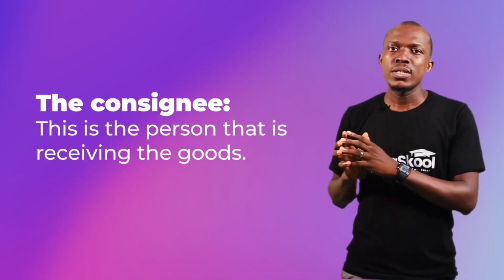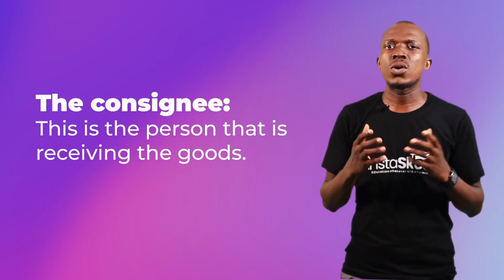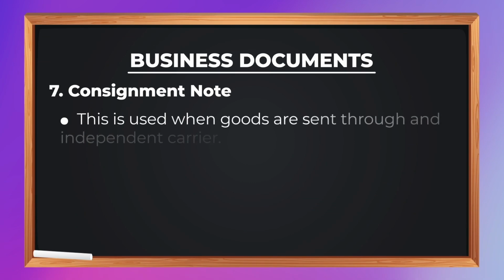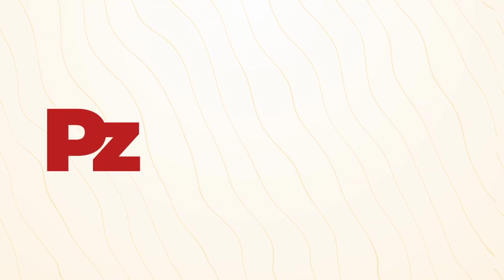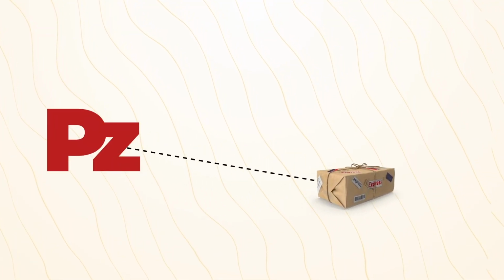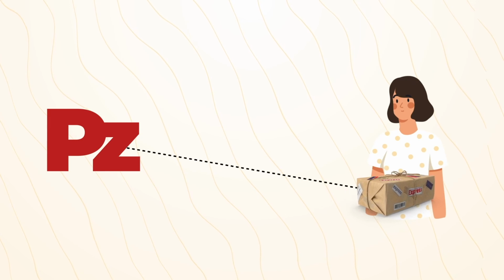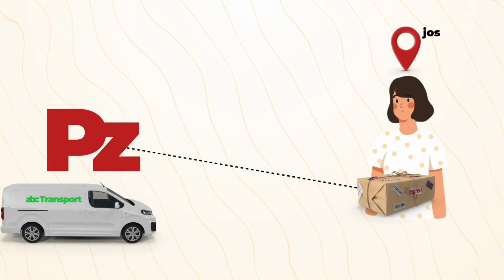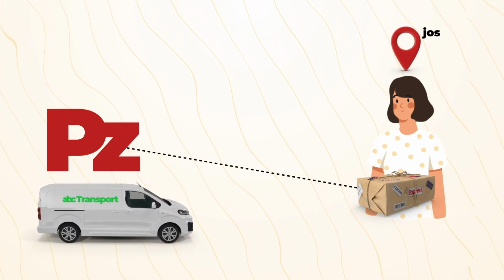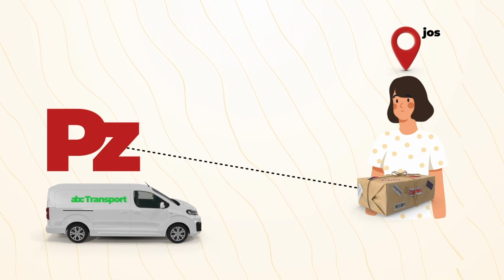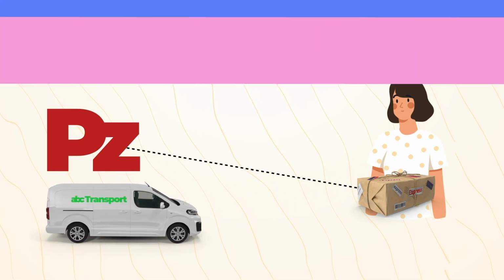The receiver, the buyer, is known as the consignee. A consignment note is used when a seller is sending to the buyer but with an independent distributor or courier service. So take for example, PZ Nigeria Limited wants to send goods to a consumer in Jos, but they want to use ABC Transport. So in this case, they use a consignment note.